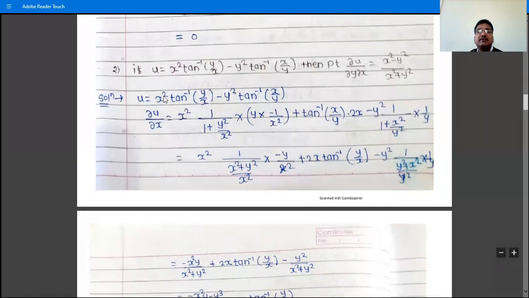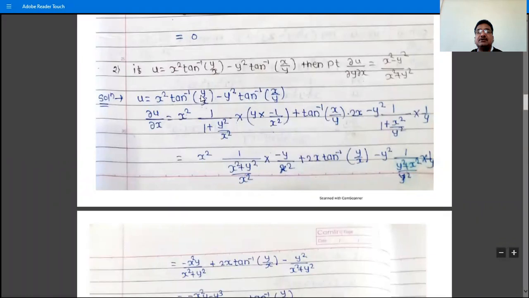So ∂u/∂x, using the u·v rule: x² times the derivative of tan⁻¹(y/x), which is 1/(1 + y²/x²) into the derivative of y/x with respect to x. y is constant, and the derivative of 1/x is −1/x². Then plus v, this tan⁻¹(y/x). Don't write x/y here; the correction is y/x, not x/y. Tan⁻¹(y/x) is v, into the derivative of x², which is 2x.